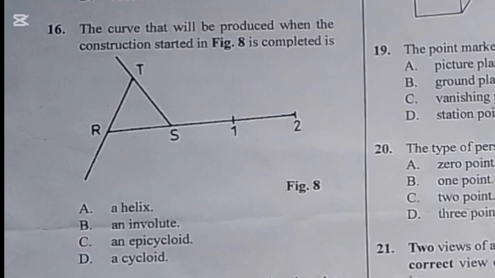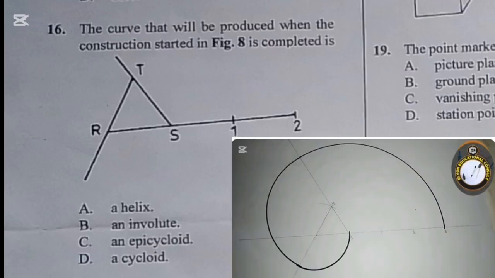Now let's go to the next question. Question 16. The curve that will be produced when the construction started in figure 8 is completed is, the correct answer there is an involute of a triangle. I've done this before. Okay, as you can see on the screen, involute of a triangle. So the correct answer there is B, an involute.